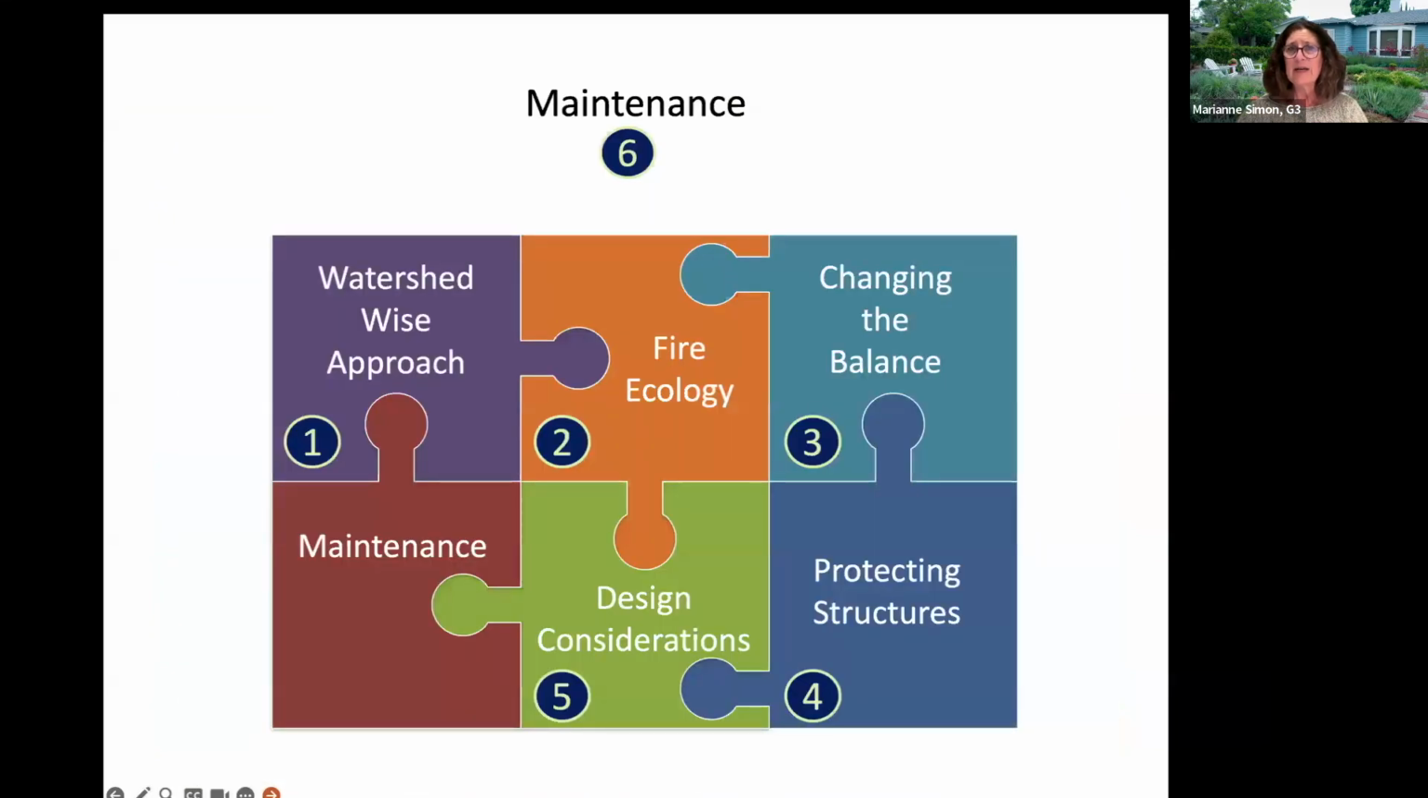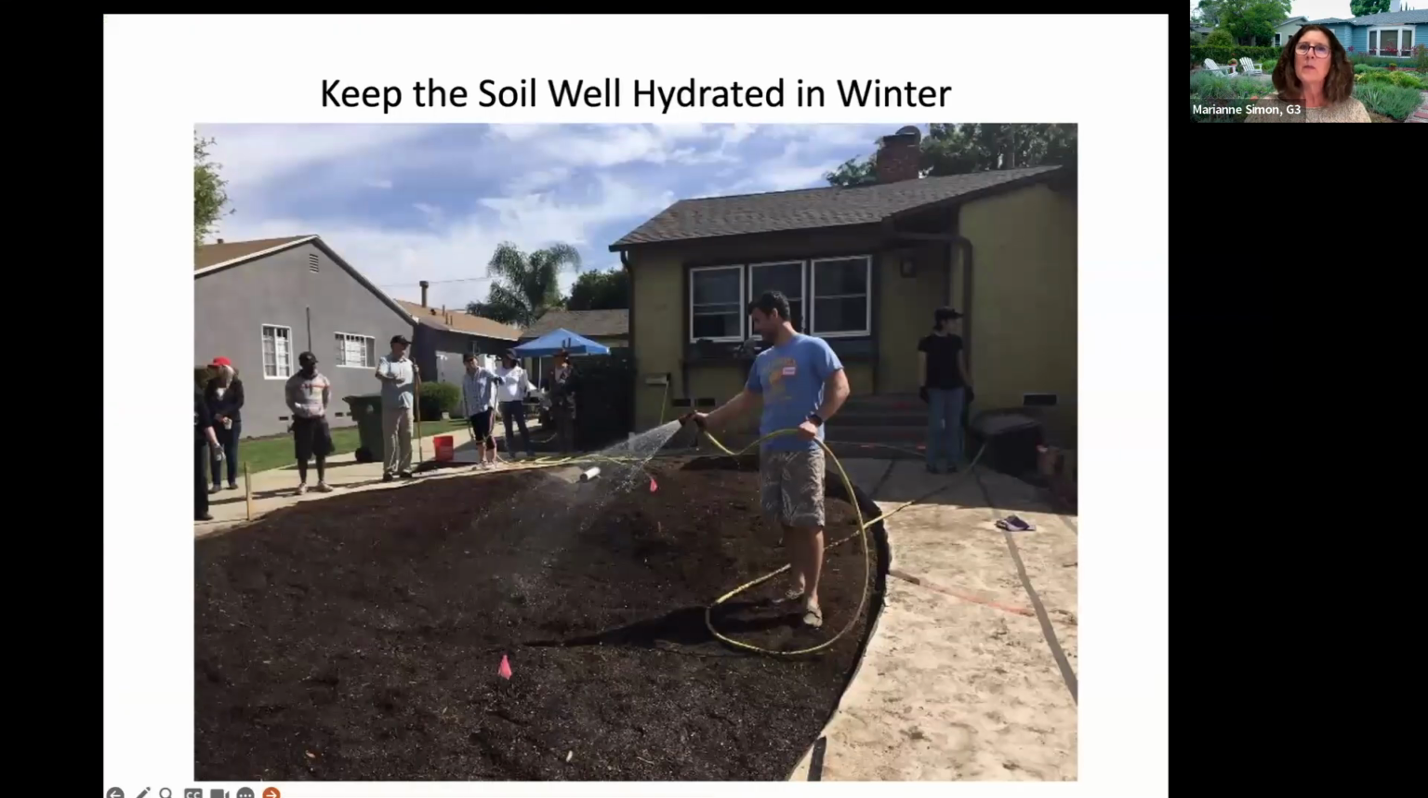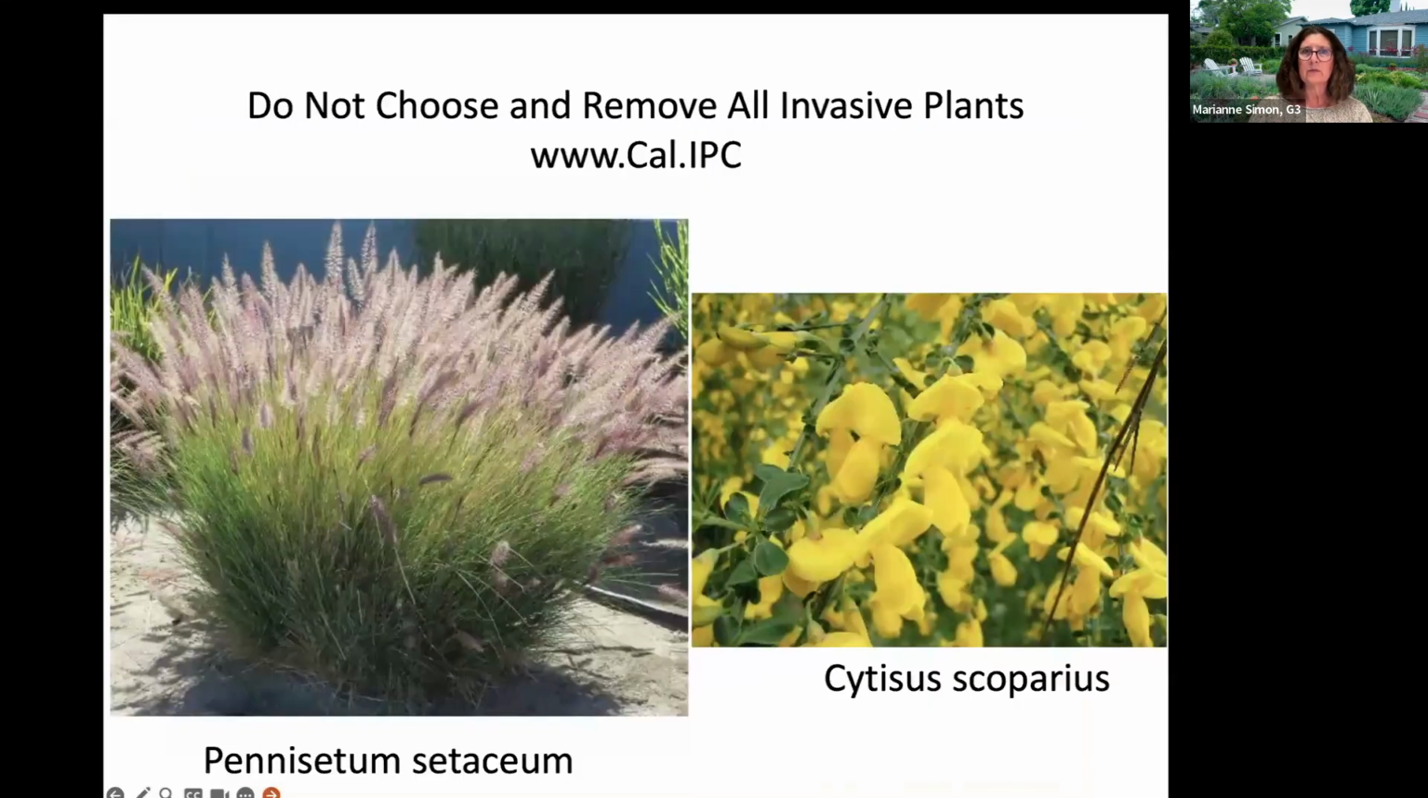And then the last piece of the puzzle is the maintenance. So we keep building the soil sponge. This is important for the fire, but it is also important for the health of your landscape. So if you want great big lush blooming plants that don't require as much water, it starts with that soil sponge. Keeping it well hydrated in the winter.